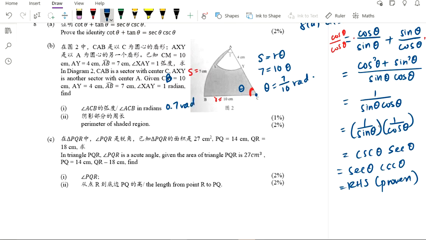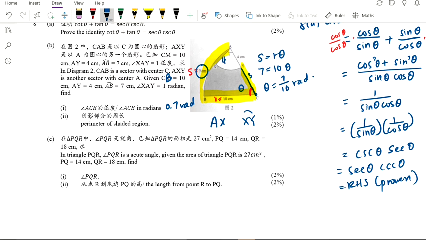So we just need to find this one, which is 7, means this one is 3. 7 minus 4 is 3. This is a 3, this is a 10, this is a 7. We already know. So now we just need to find AX and XY. AX we already got, this and this are actually equal, so this is 4. We just need to find XY.